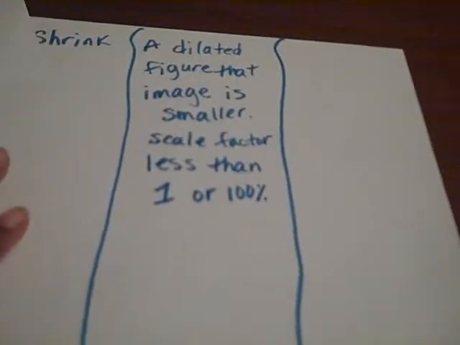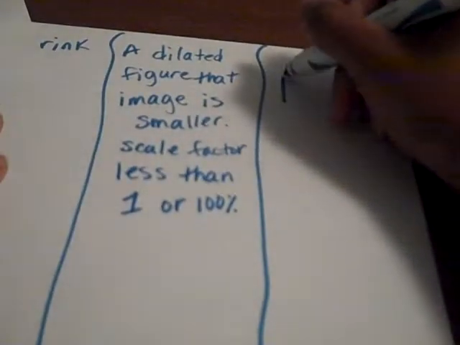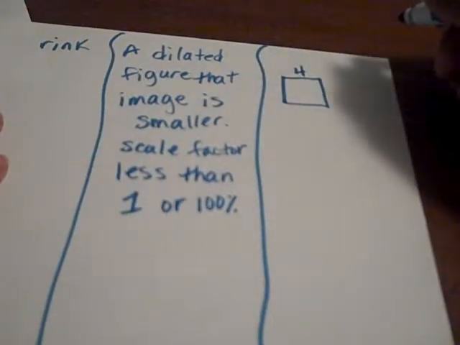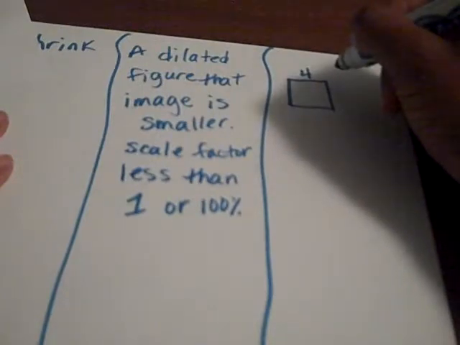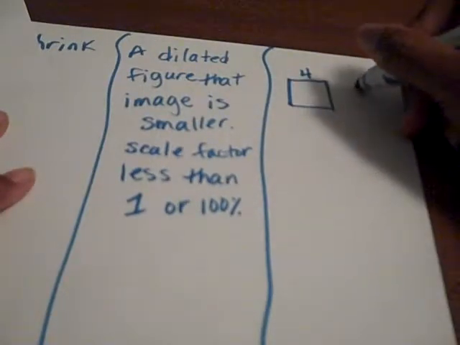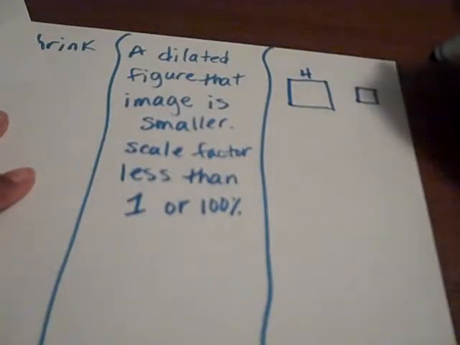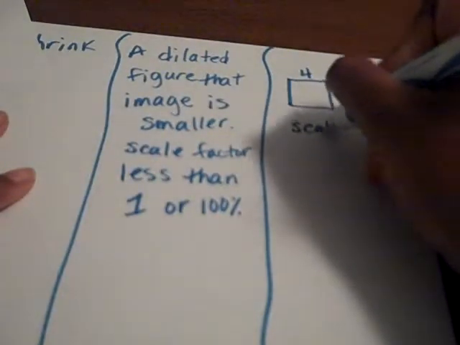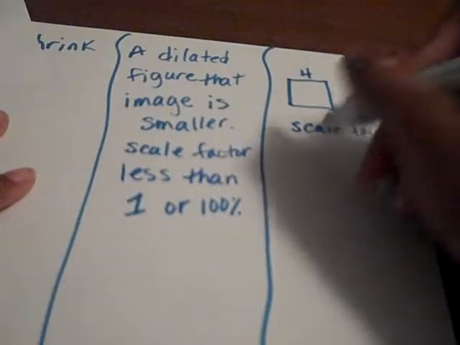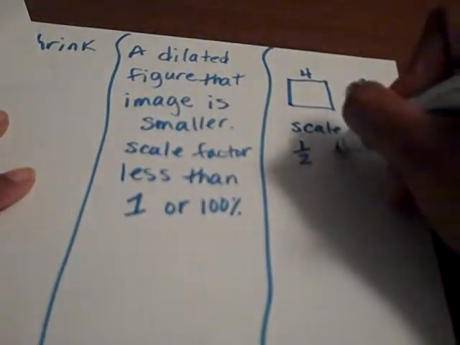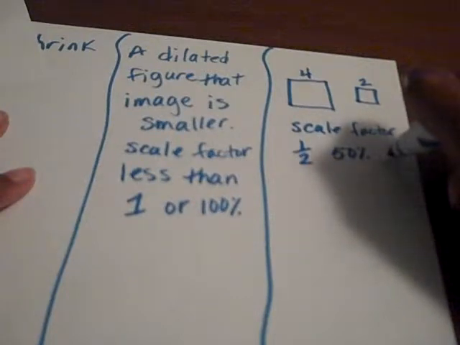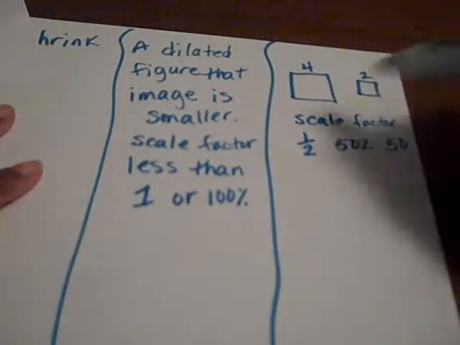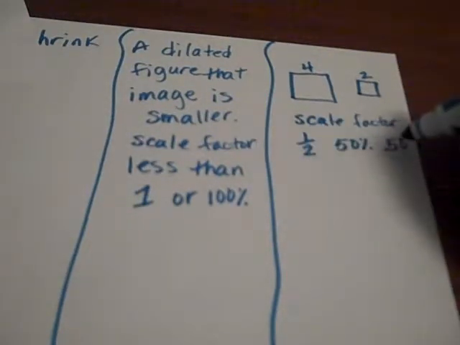The picture that represents this, this time my pre-image is going to be larger than my image. So I start out with a square that has a unit rate of 4 units, and then I go down to a smaller square that has a unit rate of 2. This would give me a scale factor of 1/2 or 50% or 0.50. A scale factor can be written as a fraction, a percentage, or a decimal.